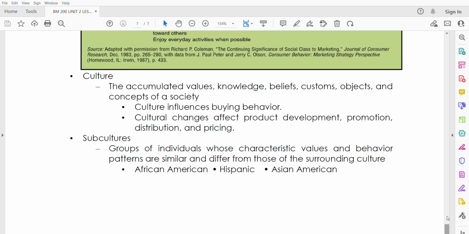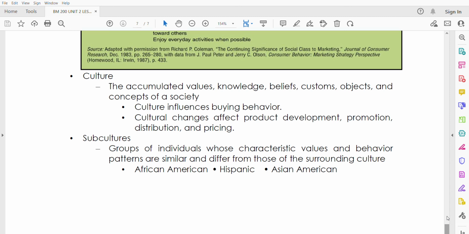Then subcultures. These are group of individuals whose characteristic, values, and behavior patterns are similar and differ from those of the surrounding culture. So it could be, since the Philippines is an open country, we are accepting other nationalities, so we are immersed with different subcultures like African Americans, Hispanic, the Americans, the Asian Americans, natay mga ingon ana nga mga blend. So from their culture, they bring it here in the Philippines, we get affected by it.